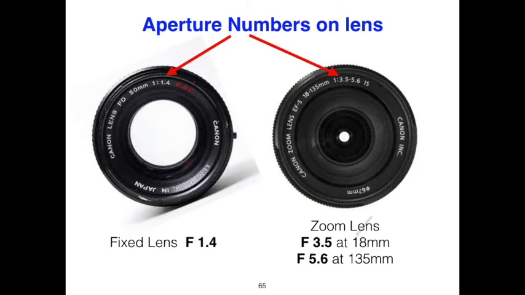For your information, the front of your lens contains important information about your aperture. The number 1.4 on the lens on the left indicates the largest aperture opening for that lens, whereas the lens to the right has a smaller maximum opening of 3.5. The second number in that lens, 5.6, indicates the largest aperture when the lens is zoomed out.